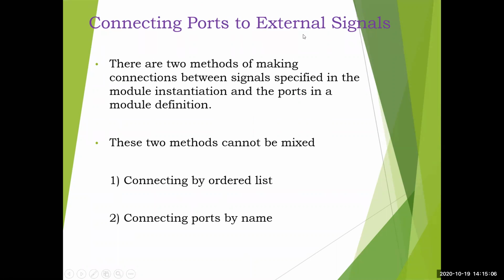The second part of the port connection rules is about connecting ports to external signals. There are 2 methods of making connections between signals specified in the module instantiation and the ports in a module definition. These 2 methods cannot be mixed. The first one is connecting by ordered list, and the other is connecting ports by name. So these are the 2 rules we'll be looking into.